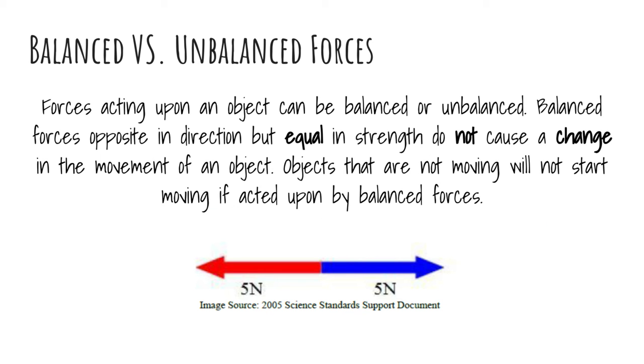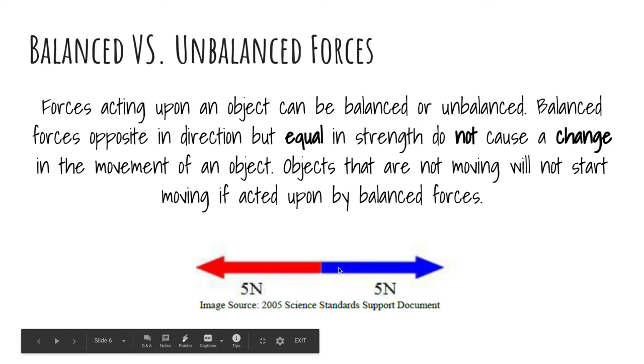So now we're going to get into balanced and unbalanced forces. Basically, when you have two or more forces acting on an object, those forces could either be balanced or unbalanced. A balanced force is when we have two or more forces opposite in direction but equal in strength, and they do not cause a change in movement.